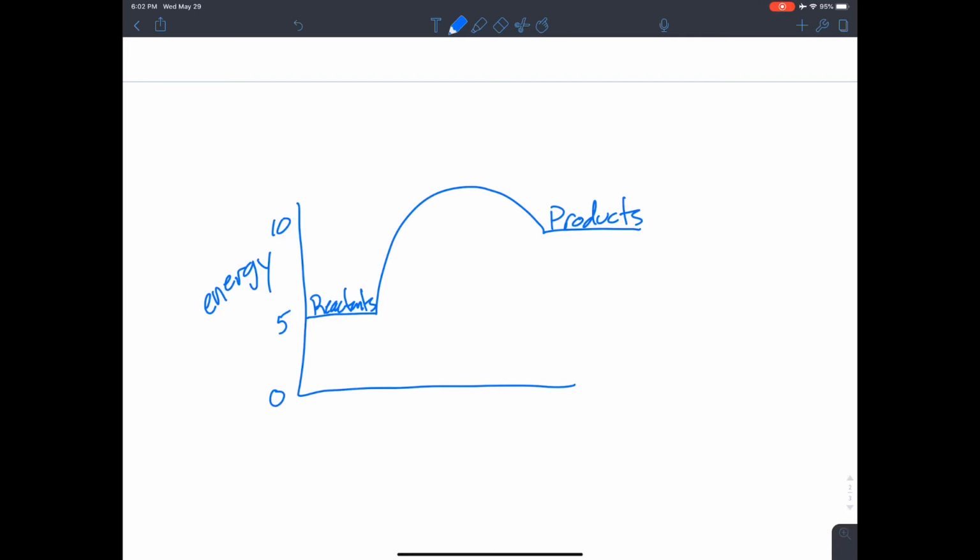Now the reaction happens. It takes energy for the reaction to happen. So it takes energy to get here. That's your activation energy. So in this case, from 5 to 10, the activation energy is 5 because you're going from 5 to 10. So the difference here.